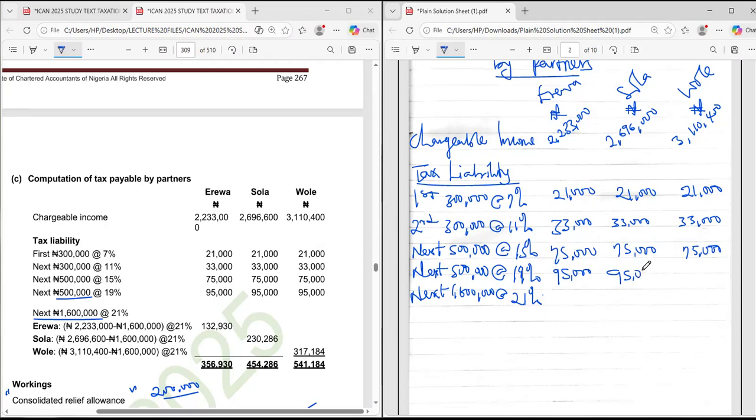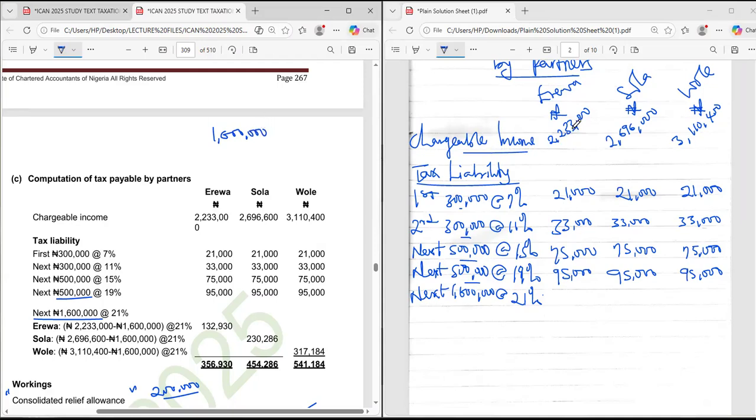You know the reason why we are just going without thinking about anything? Because 1.6 million, we can fetch it out from these figures. It's not like in all questions you bring out all these things; it depends on the size of the chargeable income. This is 2.2, 2.6, 3.1. So you can bring out 300,000 from there, another 300,000, 500,000, and another 500,000. So this is 1.6 million.